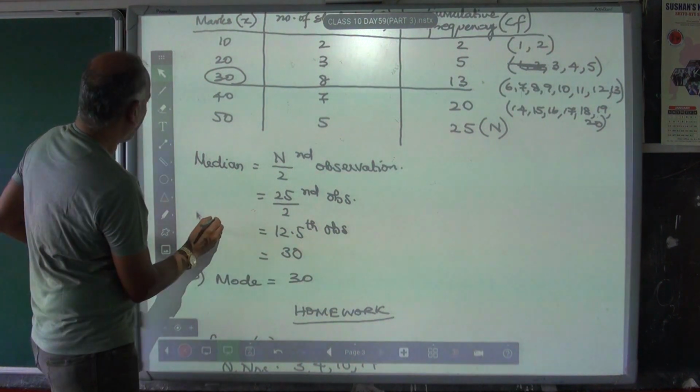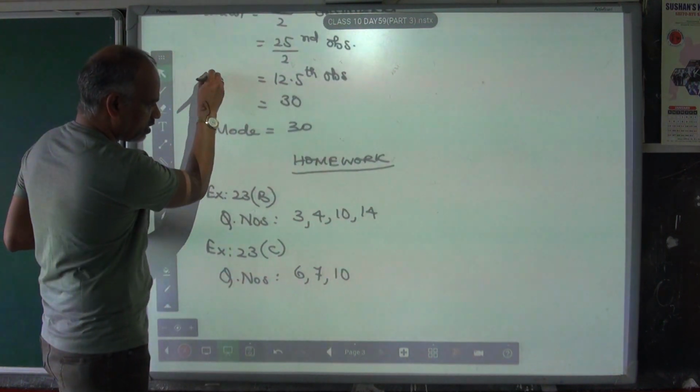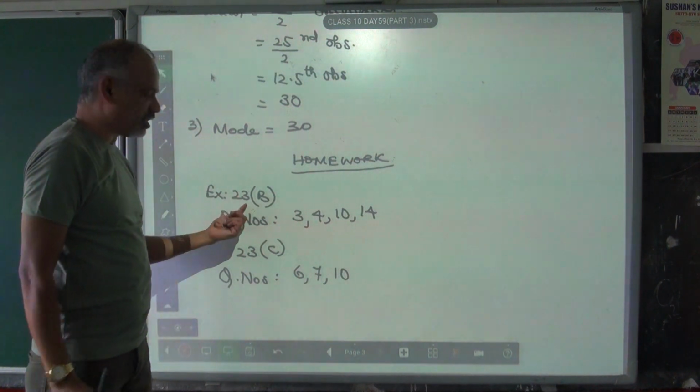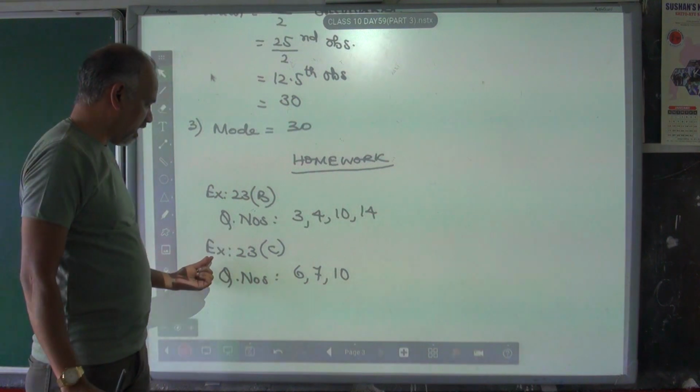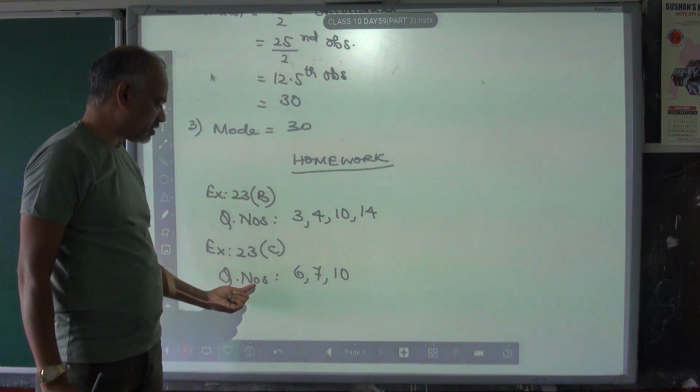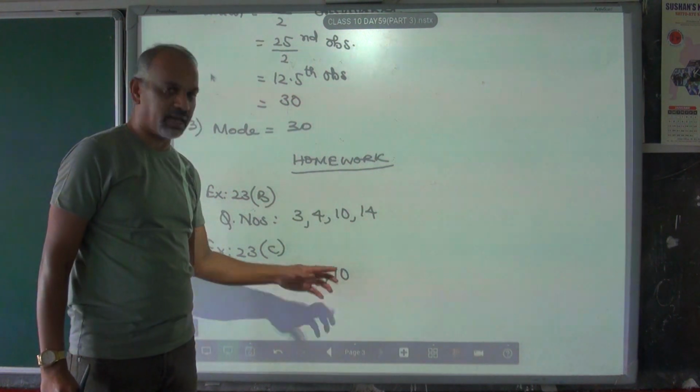And lastly, your homework. From exercise 23B, you will do question numbers 3, 4, 10 and 14. And from exercise 23C, you will do question numbers 6, 7 and 10.